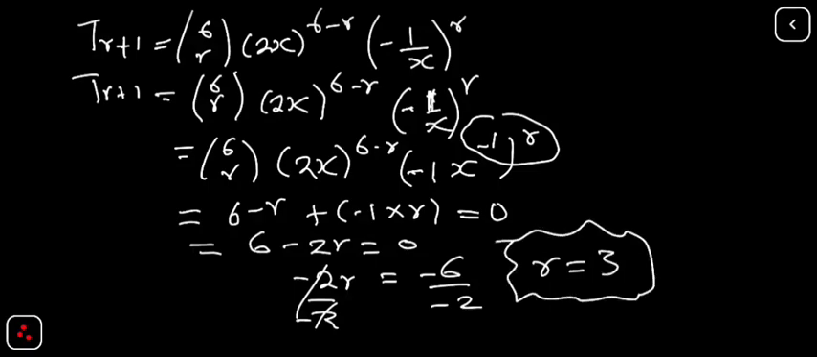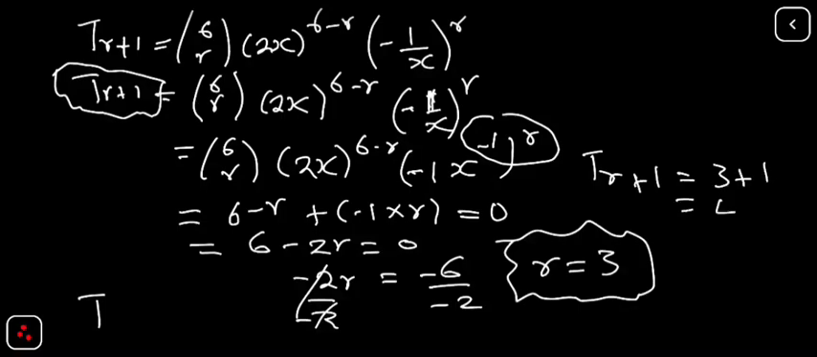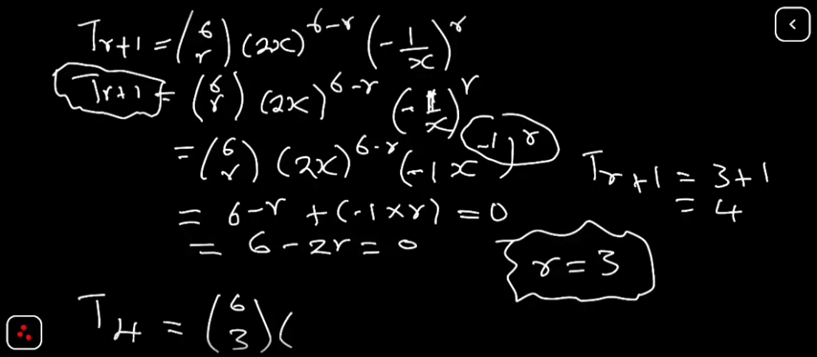Okay, so now the next thing, we're supposed to find the term. Which term are we finding? Since we know that the term is r plus 1, you just add 3 plus 1, which is 4. So our term will be the fourth term. Then you substitute back into the formula: 6C3, with our r being 3. You just ignore the x, so it will be 2 to the power 6 minus 3.